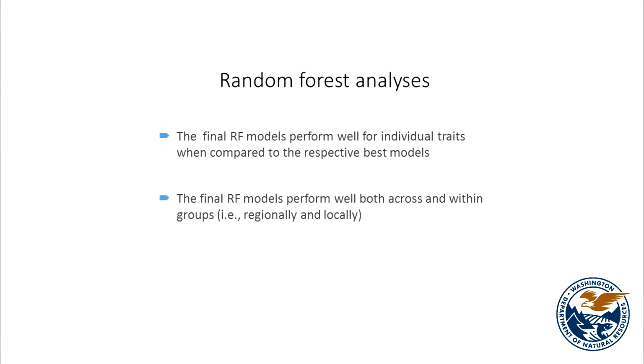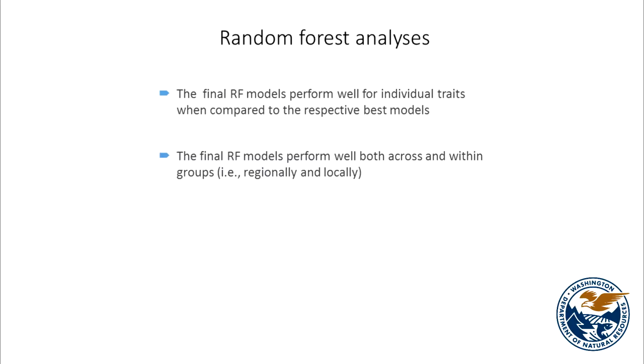So as I said, the final random forest model was performing well for the individual traits when compared to their respective best models, and it performed well both across and within groups. So it was performing both regionally and locally. So now what do we do with this?